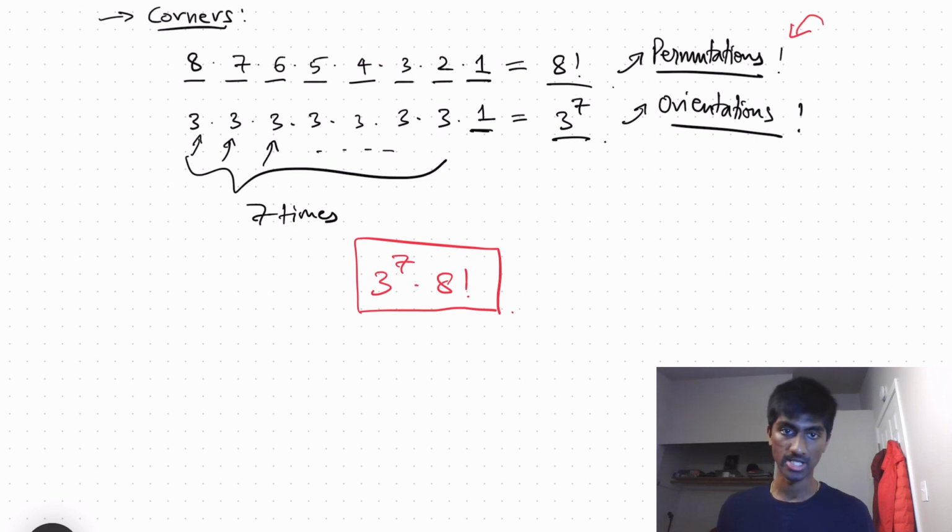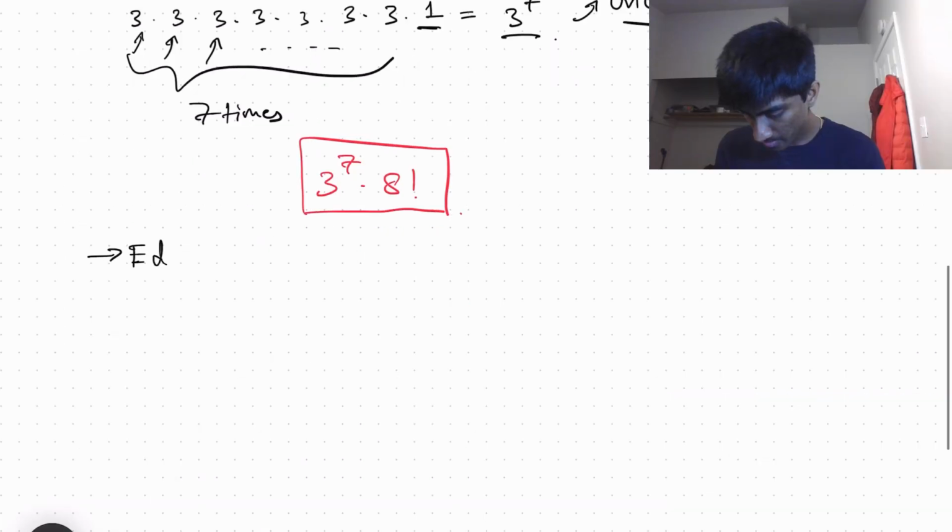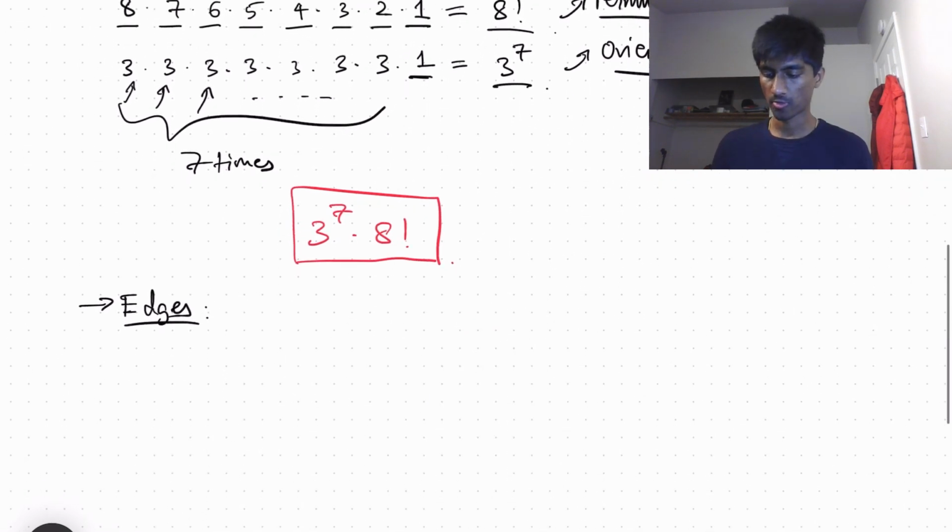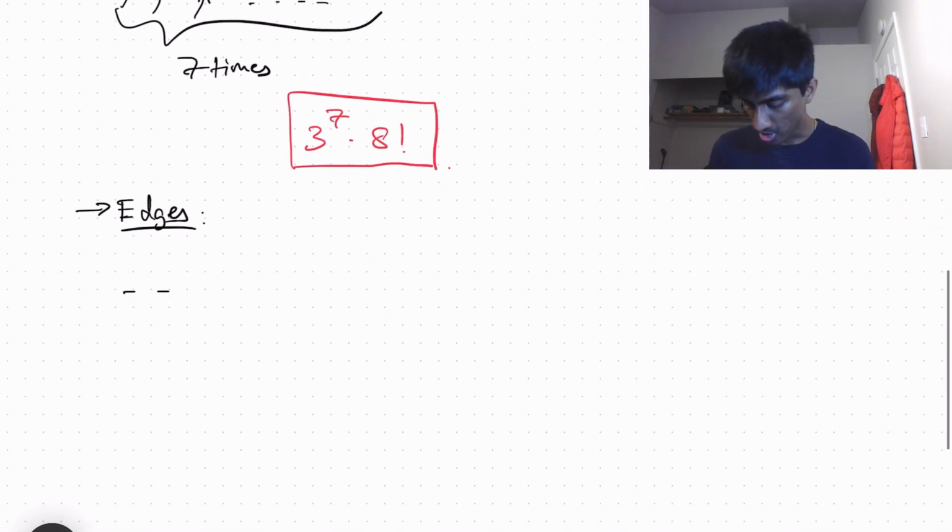Anyway, let's move on to edges now, because we finished corners, and we know centers are fixed. The only thing left is the edges. For the edges, we have 12 of them. And so we have a similar logic to what we had before. You have 12 spots.